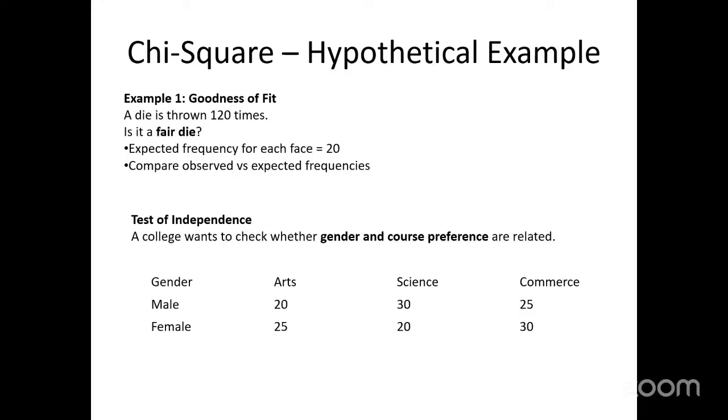You can see gender and course preference both are qualitative, not quantitative, right? Gender and course preference. You are getting it, right? These are not quantitative variables. These are qualitative. Is this part clear to you? Yes, ma'am.